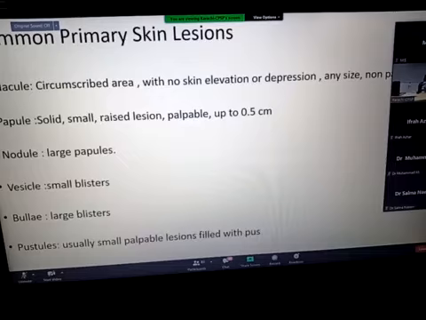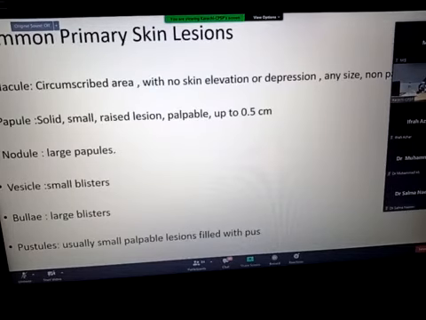So common primary skin infections, which I told you we are going to discuss later, are these. These are the different types of lesions which you can come across while dealing with a patient with fever and rash. The first one is macule. Macule is a circumscribed area, no skin elevation or depression. It is in the plane of the skin and there is no elevation, no depression. It can be of any size.